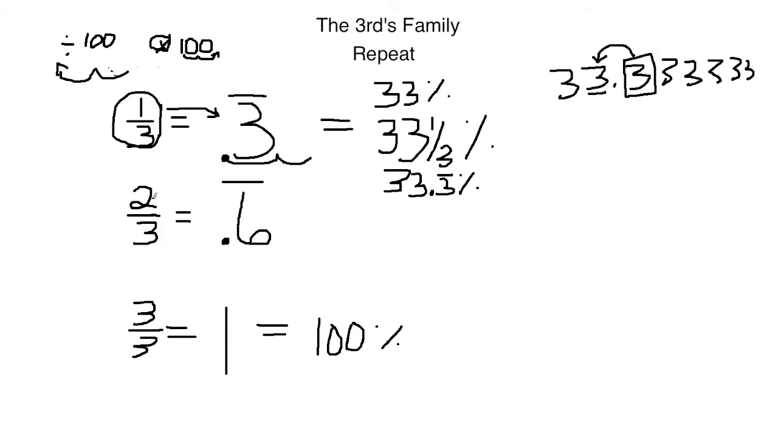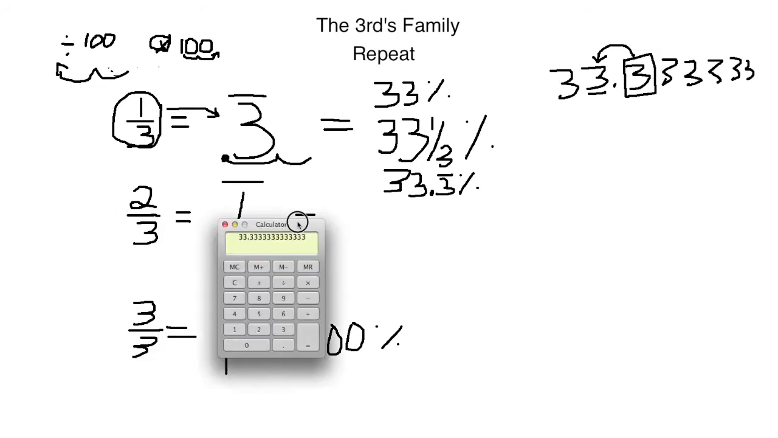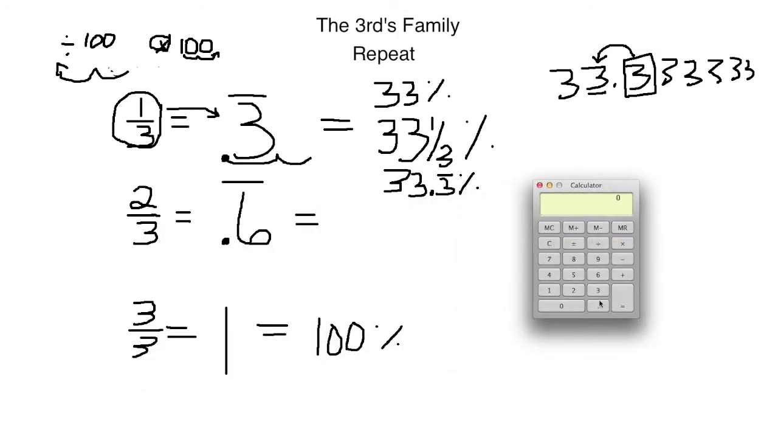Now, let's move down to 2/3. We know that 3 can't go into 2, but 3 can go into 20 6 times. So that makes it 6/10. And because the digit repeats, we put a line over it. Now, what's this going to represent as a percent if we multiply it by 100, or easier, move the decimal twice? Well, this is what it's going to look like.